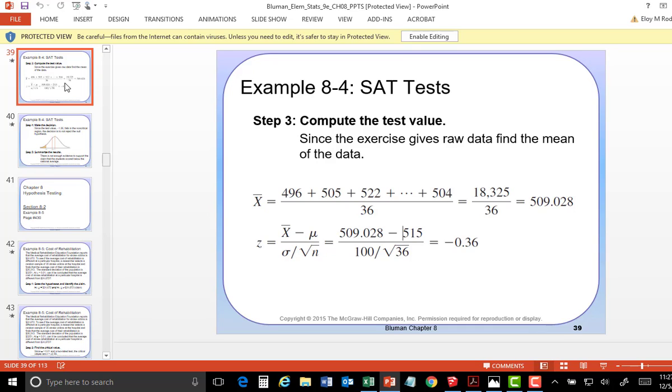So you first have to compute your average. This is a great problem because you can do it all. They already gave you the 100. But we had to calculate X bar, and this is what X bar came out to be, 509. X bar of what? Of the data sample we took.